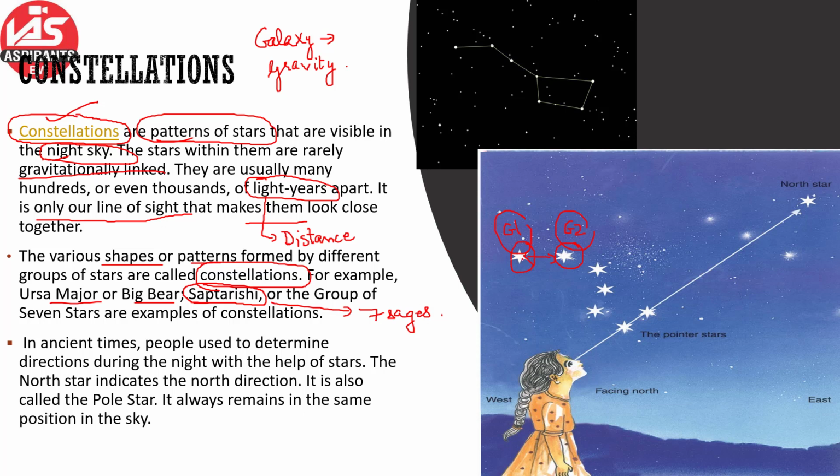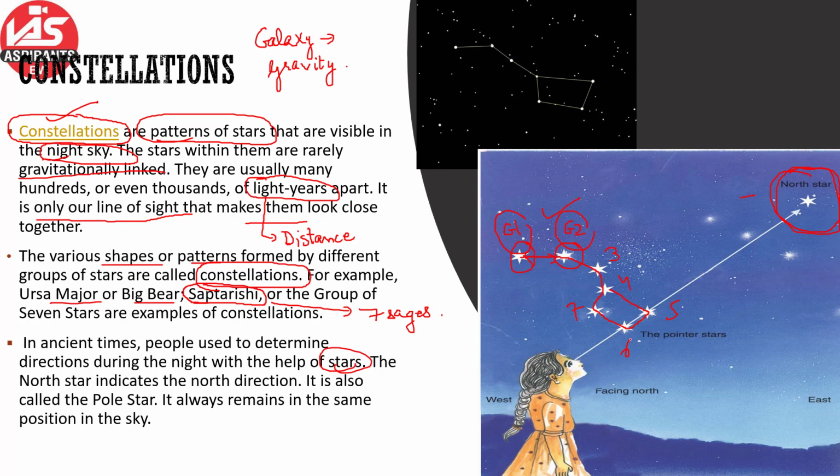So you can see here, if I join these stars, it will form the shape of a ladle. Okay, and it consists of 7 stars: 1, 2, 3, 4, 5, 6 and 7. And in ancient times, people used to determine the directions during the night with the help of the stars. The North Star, also known as the Pole Star, which you can see here, always remains in the same position in the sky, and we can find the North Star with the help of this constellation Saptarishi.